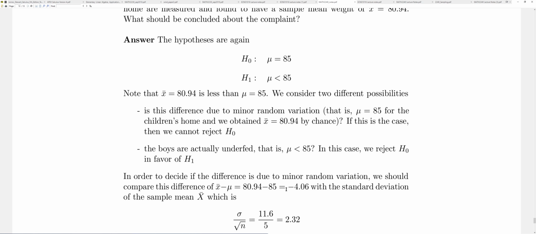So the standard deviation that we're going to be comparing against is sigma over root 10, because what we're working with here is the observed sample mean. So we're going to compare this minus 4.06 against the standard deviation for x bar, which is sigma over root 10. These values would be given to you in your question, and for this particular question, the value is 2.32.